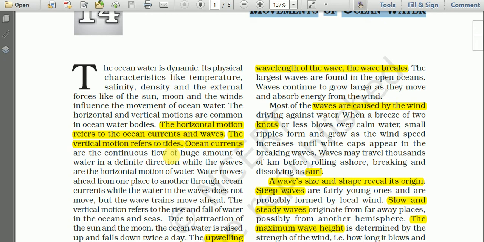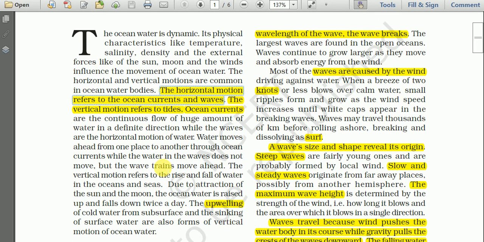So we have two major types of ocean water movements: horizontal movements and vertical movements. Horizontal motion refers to the ocean currents and the waves, whereas vertical motion refers to tides. About this we shall learn in detail later on. And what are ocean currents? So this is the introductory part of the movements of ocean water.